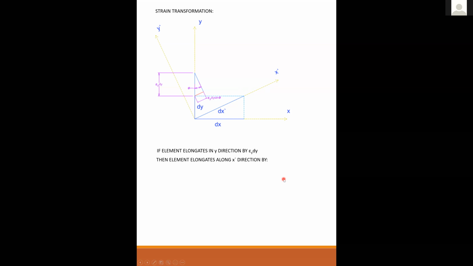So then the element elongates along the x prime direction by epsilon y dy sine theta due to elongation in the y direction. And then I transpose this elongation over here so that you can see how it elongates along x prime. This is component number 2.